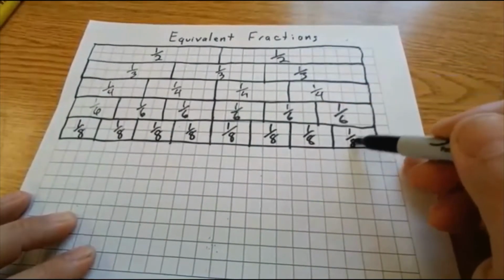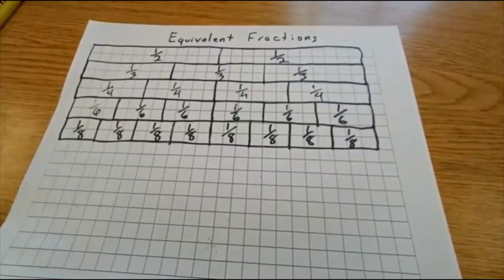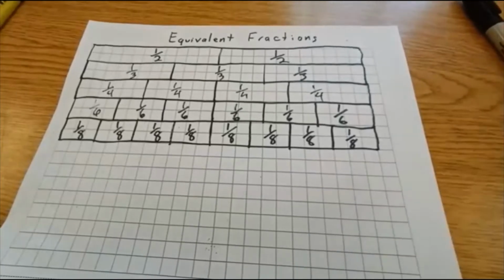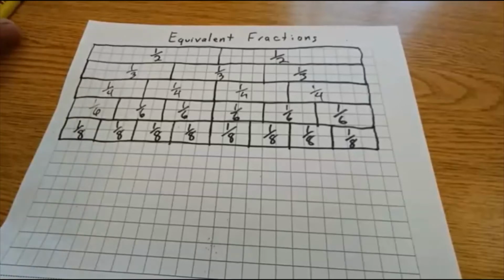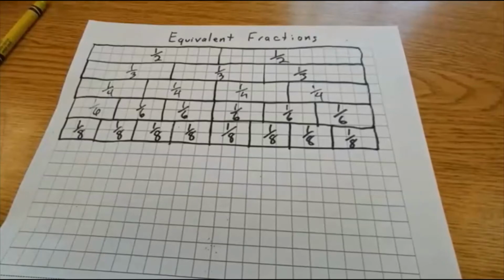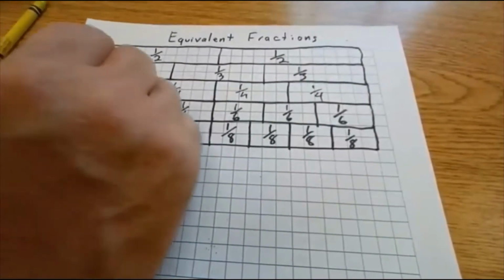And 1/8 equals 1 whole. Now we're going to go through here and talk about the ones that are equivalent fractions. We could easily list all the fractions that are equal on this number line, and I'm going to shade in some that I find that are equal. The first one I'm going to shade in is 1/4.